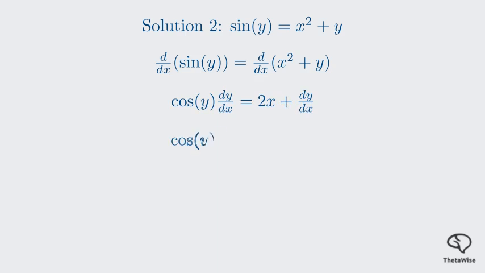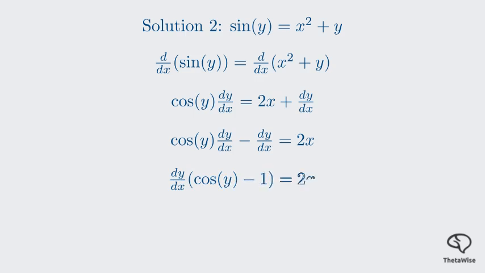Now, we gather the dy/dx terms on the left side. We subtract dy/dx from both sides. Factoring out dy/dx, we get dy/dx times the quantity (cos(y) − 1) equals 2x. Solving for dy/dx, we divide by cos(y) − 1. The final answer is dy/dx = 2x / (cos(y) − 1).